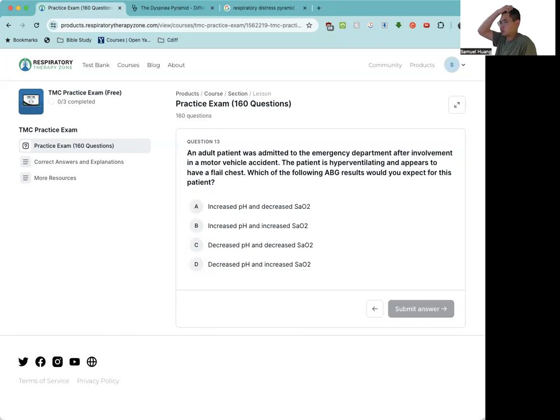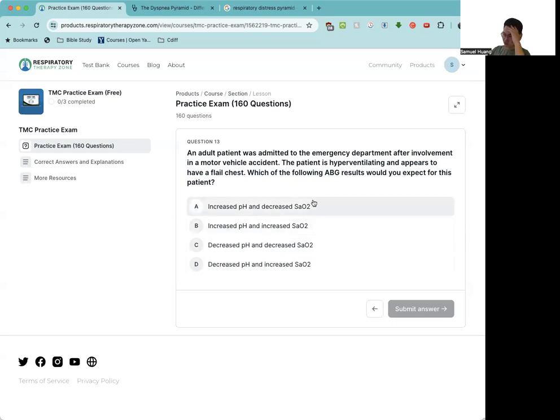So emergency department, motor vehicle accident. Yeah, so probably could be trauma to the diaphragm, maybe flail chest. That's what you're thinking. But the patient is hyperventilating and appears to have flail chest. If you're hyperventilating, you're going to be blowing off all your CO2, going to be anxious, probably have shallow breathing. So on the ABG, your CO2 is going to be low because you're blowing it off, so your pH will increase. This will be a respiratory alkalosis.